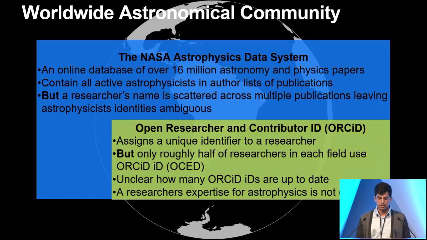The next source of information is the NASA Astrophysics Data System, which is an online database of over 16 million astronomy and physics papers. The worldwide experts are contained within the author list of these publications, but their identities are ambiguous as their name is scattered across their publications. These two sources contain the worldwide astronomical community, and so we will use these to expand to include more researchers and more reviewers than ever before.